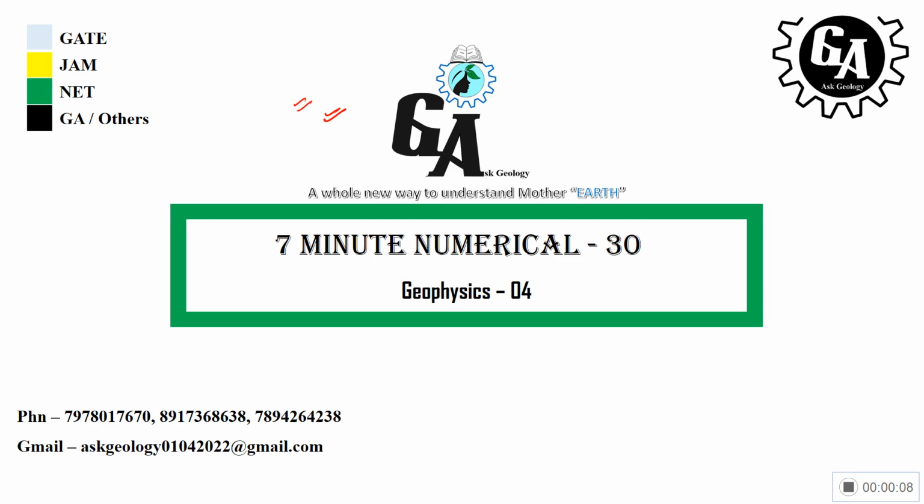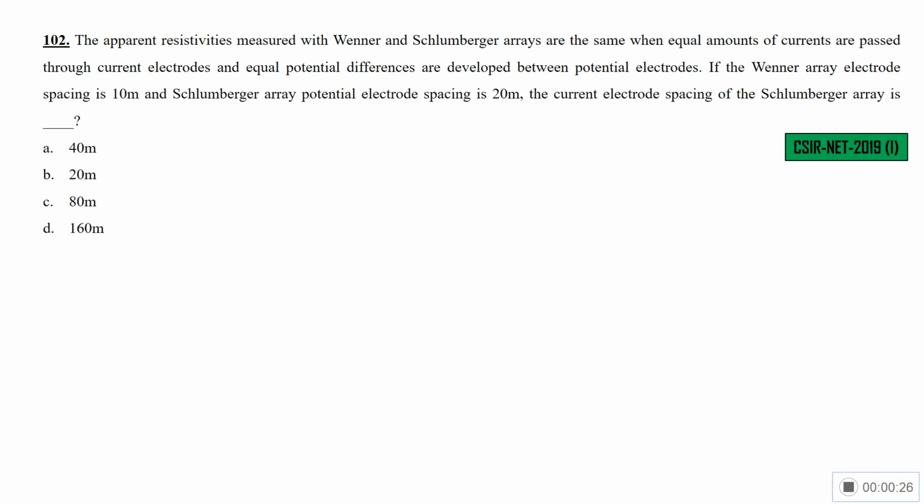So in today's 7-minute numerical, we are going to discuss one question that was asked in CSIR-NET 2019, a geophysics question related to resistivity. This is question number 4 in geophysics, and altogether the 38th numerical in our group. It is question 102, CSIR-NET 2019, June session. It asks about the apparent resistivity measured with Wenner and Schlumberger arrays.